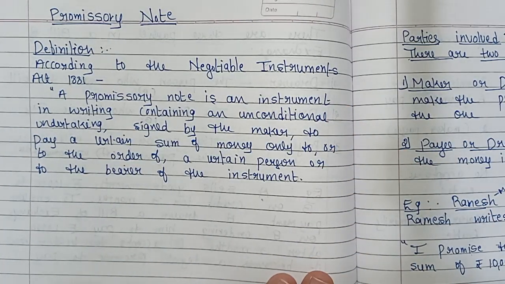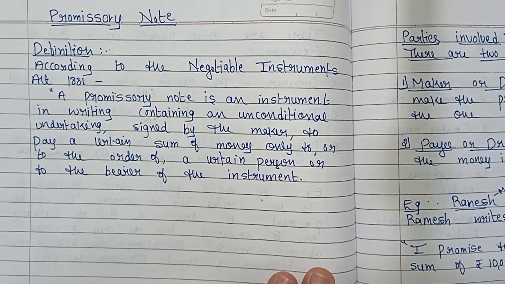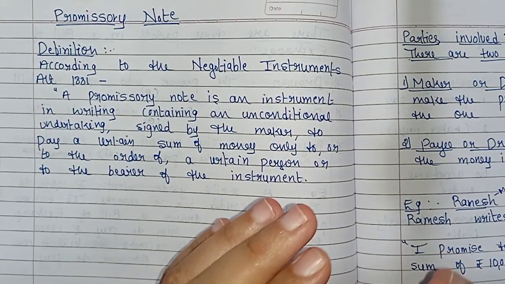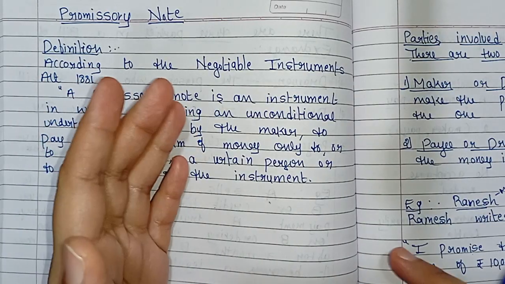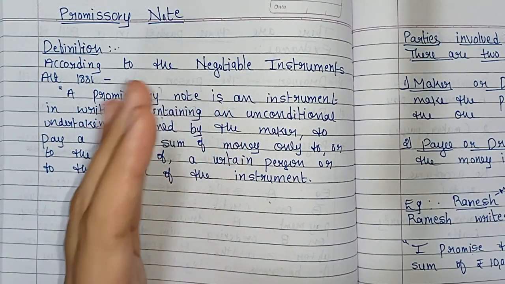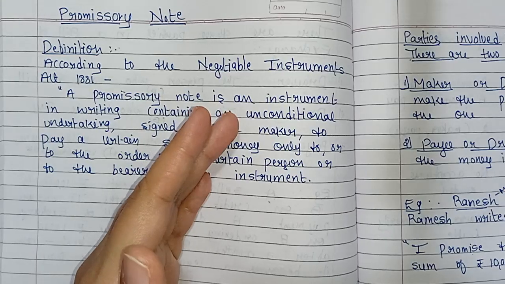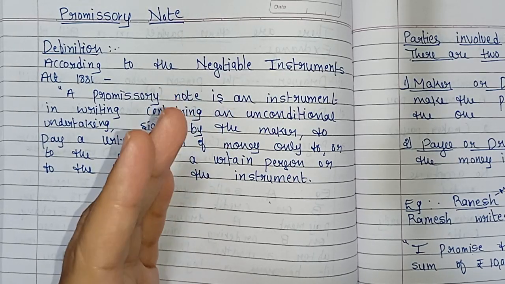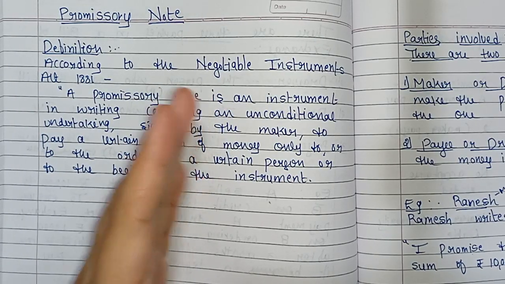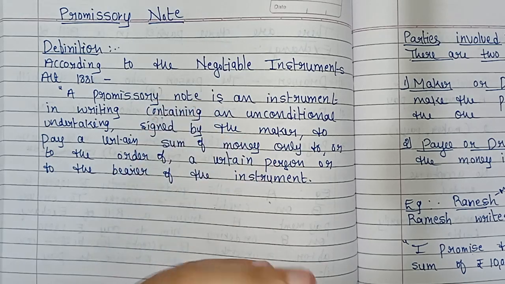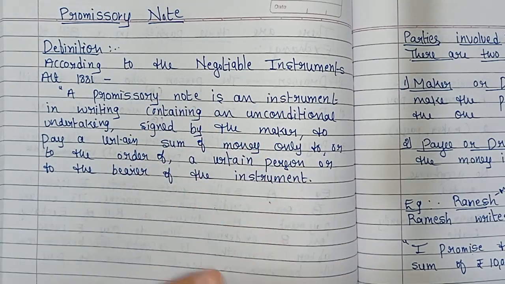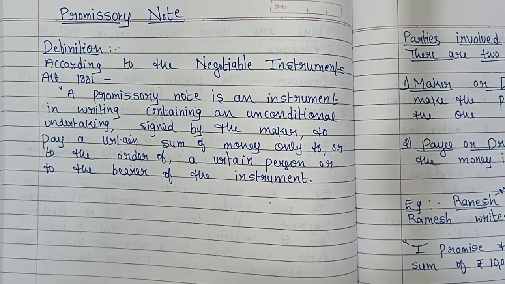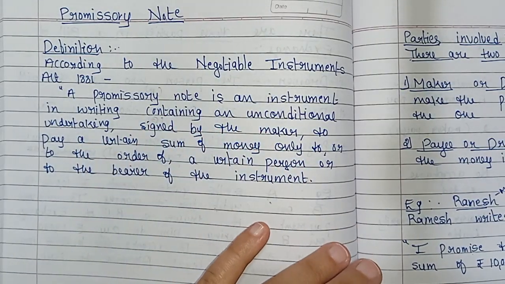Like bill of exchange, here also it must contain an unconditional promise to pay. What does it mean? It means that the maker of the promissory note must clearly promise to pay the money without attaching any condition to that payment. That is what an unconditional undertaking is.